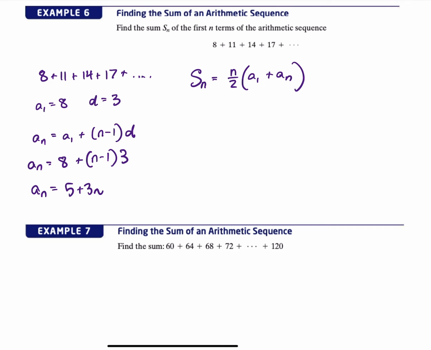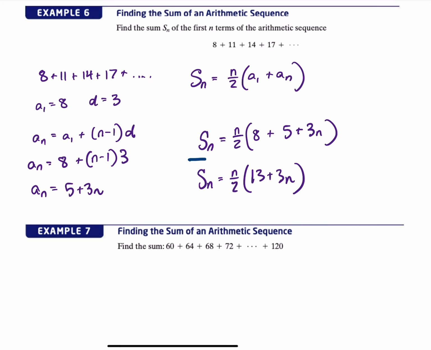So let's plug all that in. Our general formula for the sum of the first n terms would be n over 2 times our first term, which is 8, plus our nth term, which is 5 plus 3n. So we can simplify that a bit. n over 2 times 13 plus 3n. So now if we were asked something like find the sum of the first 10,000 terms of this, well, all we would have to do is plug in 10,000 for n. We can find out what that sum would be.